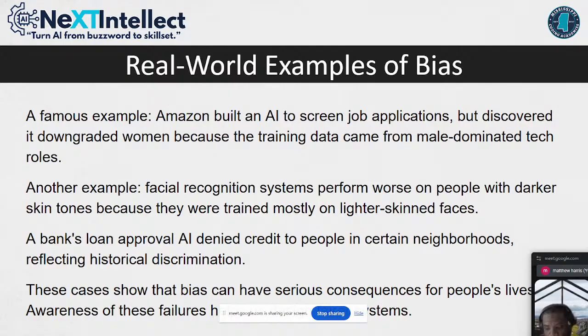So a famous real world example was Amazon, which built an AI to screen job applications, but discovered it downgraded women because the training data came from male dominated tech roles. Of course, tech roles were positions that males held in the past, and now that's rising. In MCA, our statistics showed like 30 something percent female participants, which is way higher than it's been in the past for females in technology.